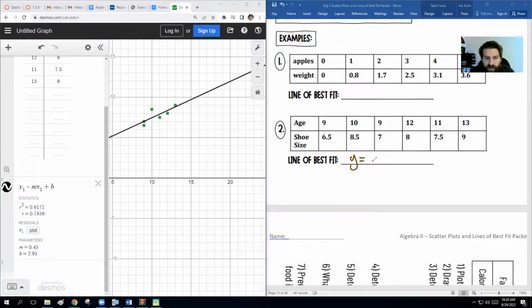All right, so the equation would be y equals 0.45x plus 2.95. And we could use that to predict what a 14-year-old should be wearing or what a 60-year-old should be wearing by plugging in that age for x.